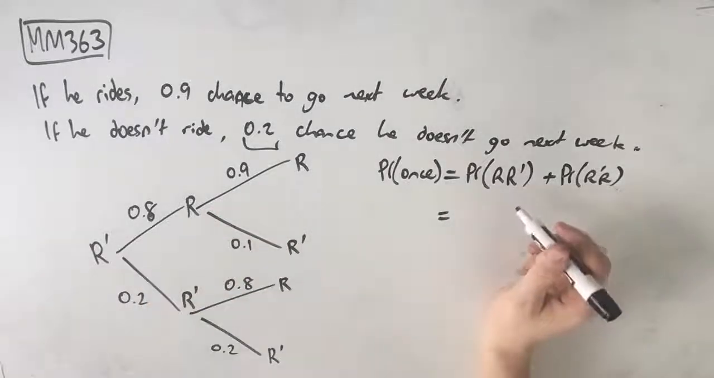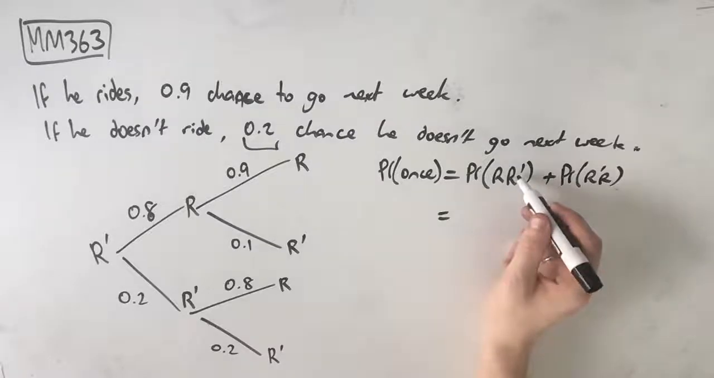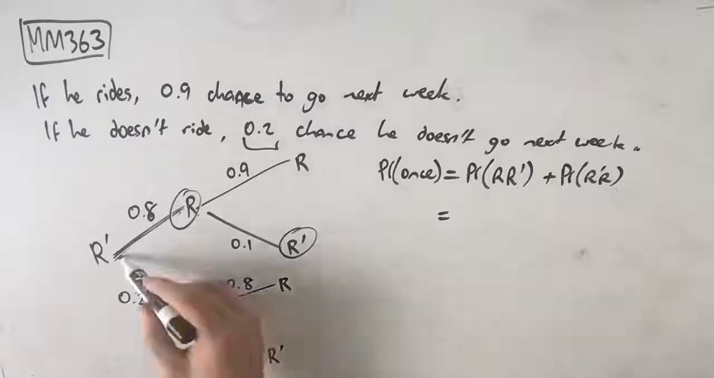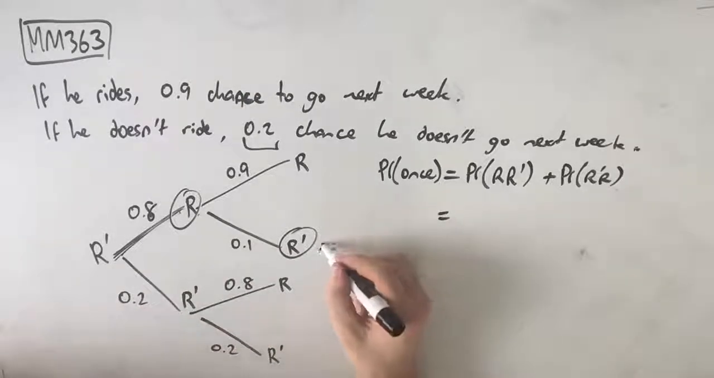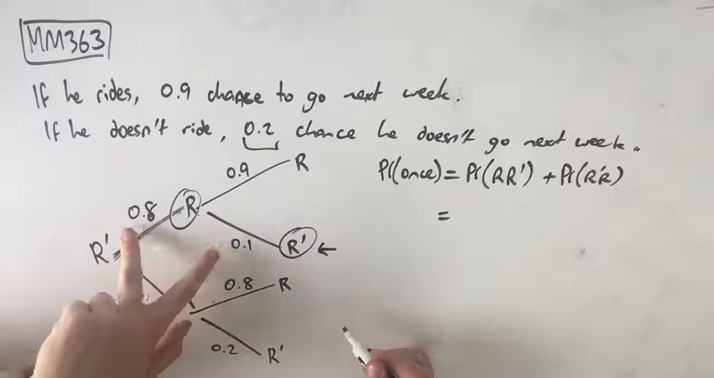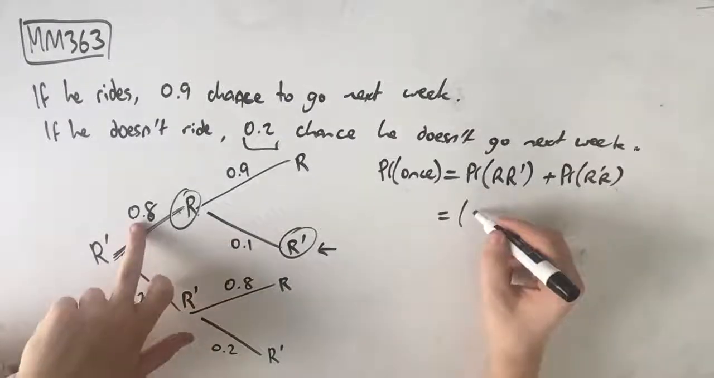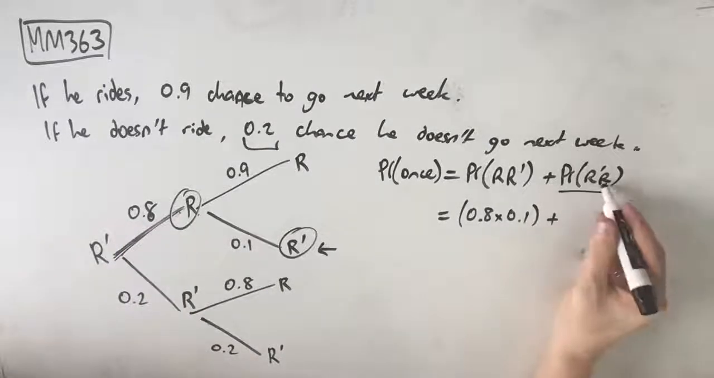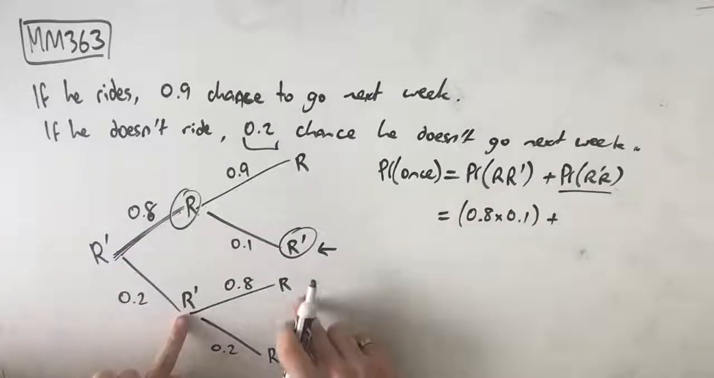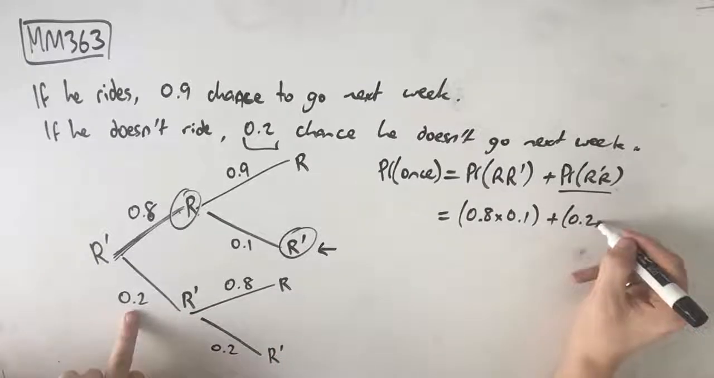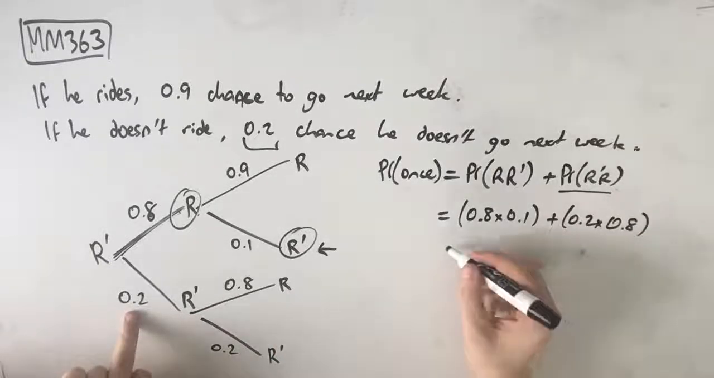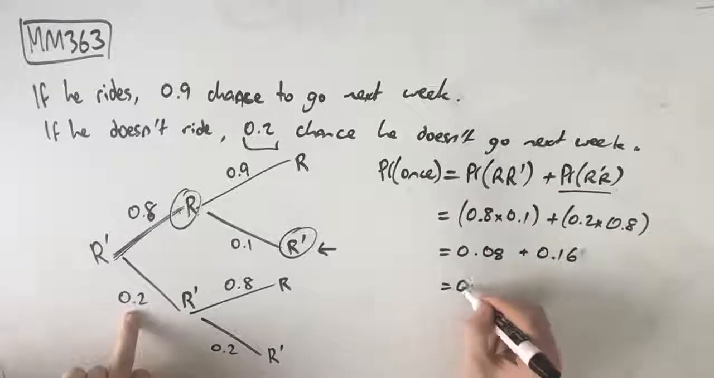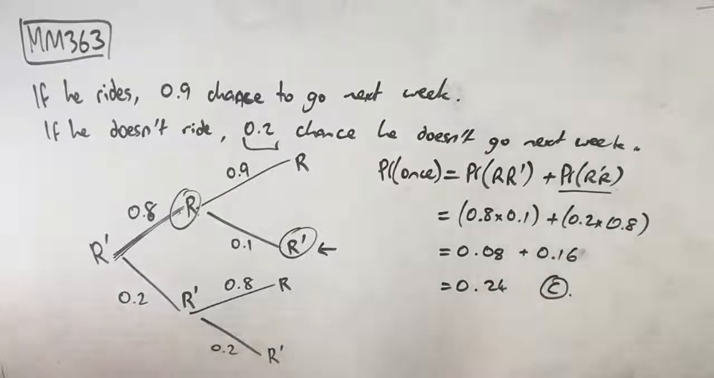So now we can figure out our probabilities. So we're looking for the probability that he does go riding and then he doesn't. So from here to here. Now to figure out this probability, all we need to do is multiply our branch probabilities together. So this probability is going to be equal to 0.8 times 0.1. And that's it. Then we're looking for this one. So the probability that he doesn't go and then he does. So 0.2 times 0.8. Awesome. This is equal to 0.08 plus 0.16, which gives us 0.24, which is our answer C.